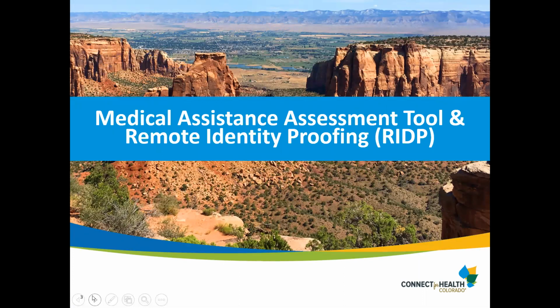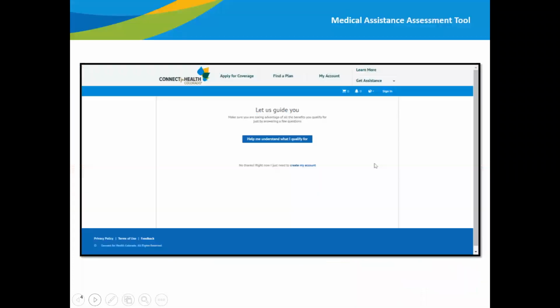First, let's take a look at our medical assistance assessment tool and remote identity proofing. Our medical assistance assessment tool is for individuals who are coming to the exchange and are unsure if they should apply via the Colorado PEAK application for Medicaid or CHP Plus, and for those individuals who may be eligible for just the tax credits through the exchange. This quick video will show the dynamic nature and the questions for the medical assistance assessment tool, with the results guiding the individual to continue to apply through the exchange.